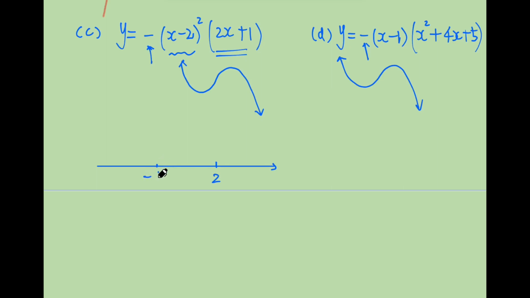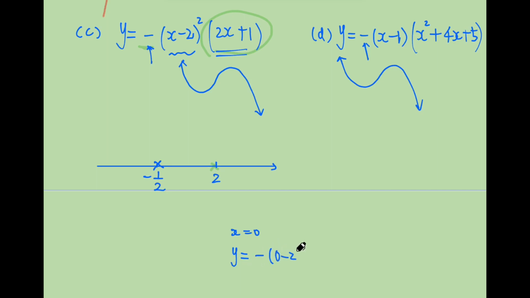a linear factor, the x-intercept will be -1/2. Then the sign will be mainly determined by this term and the coefficient. To the right of -1/2, the values are mainly positive except the value at x equals 2. Then we are going to select one value to determine. For example, we are going to select x equals 0. Then the y value will become negative.